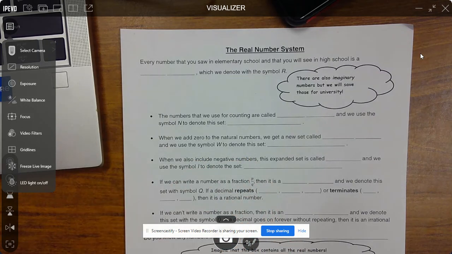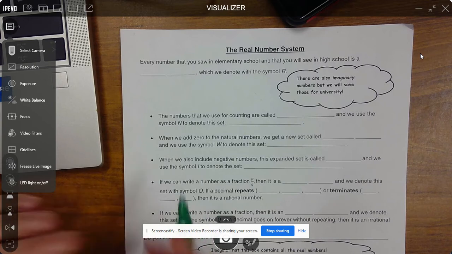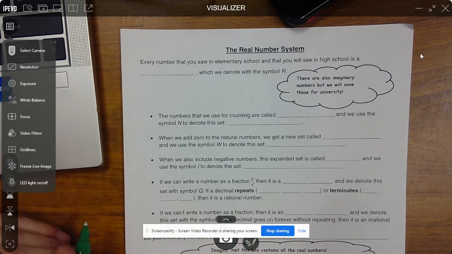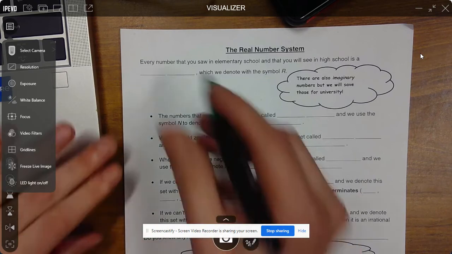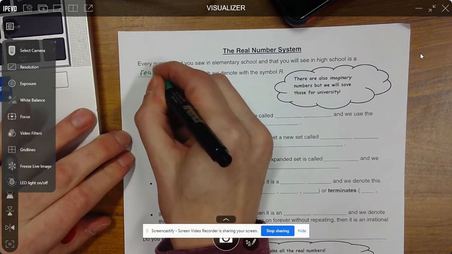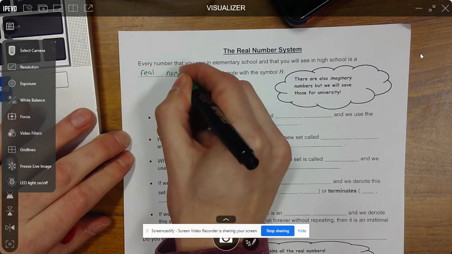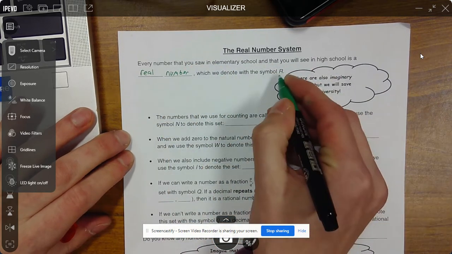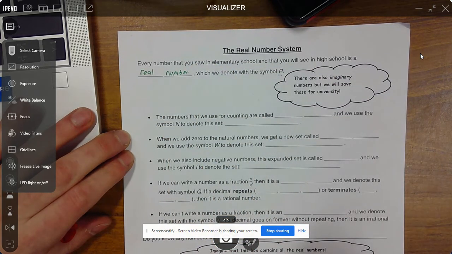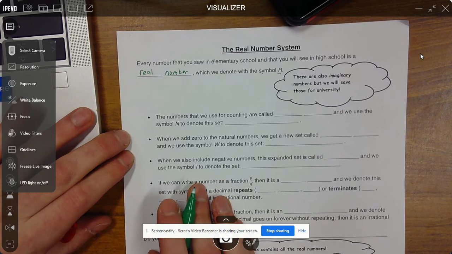So we're going to apply some of these ideas about sets and subsets to what we call the real number system. Every number that you see in elementary school, could be a fraction, a decimal, a big number, a small number, a negative number, a positive number, and every number that you're going to see in high school is a real number. So real numbers are every number that you're going to come across from grade 1 to grade 12, and we're going to denote that set with the symbol R. So R is the set of all real numbers.